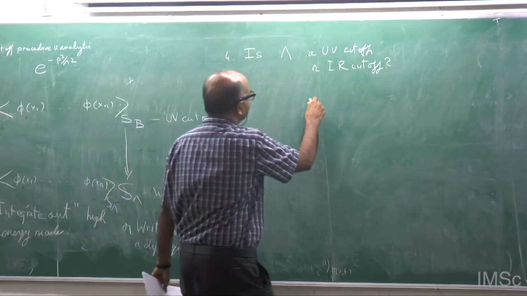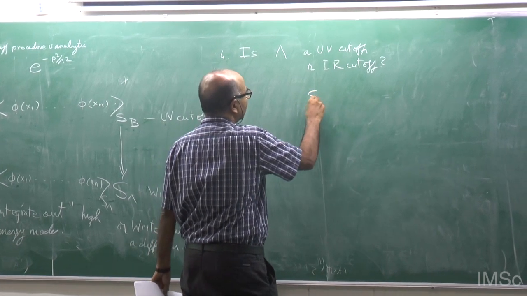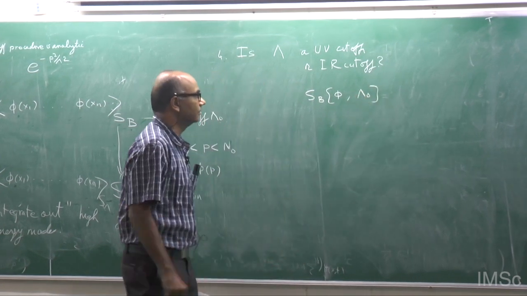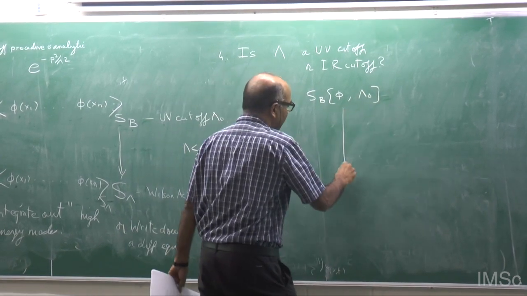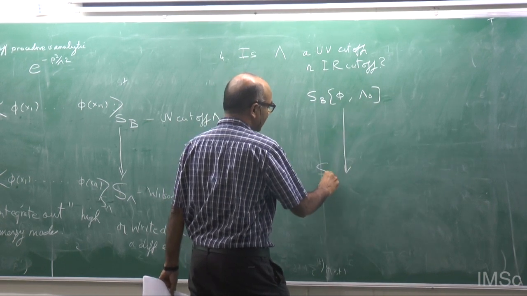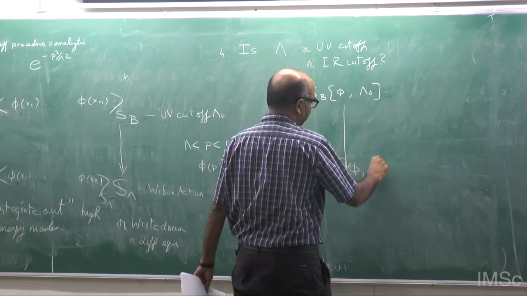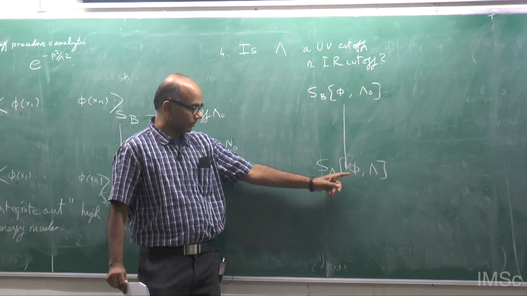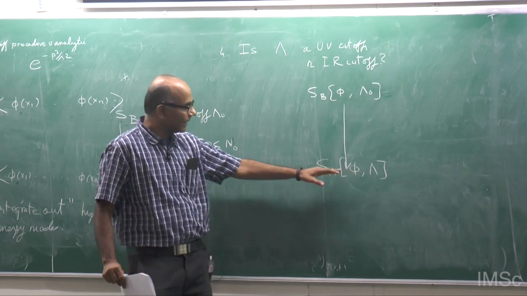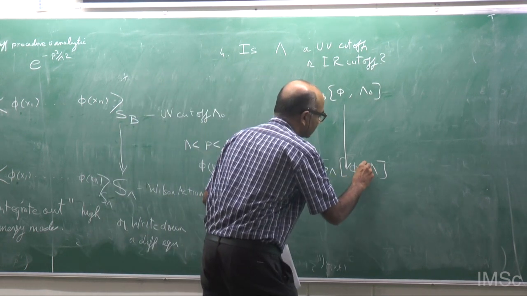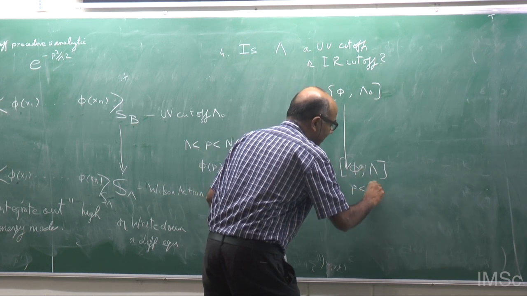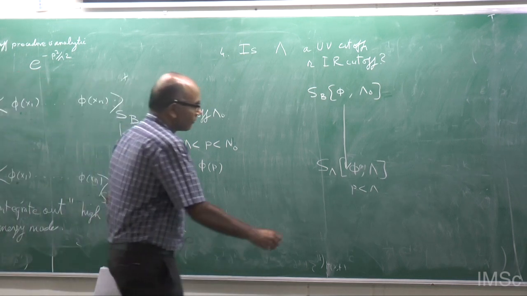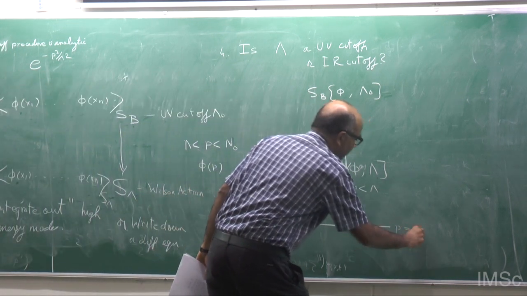So you have your theory at lambda. So you have S bare with some fields and a cutoff lambda naught, and you go down by integrating out fields to S lambda, which has a cutoff lambda. What is the phi here? The phi here has only modes p typically less than lambda because you integrated out the high momentum modes. Okay, so this is, let's say, p equals 0.